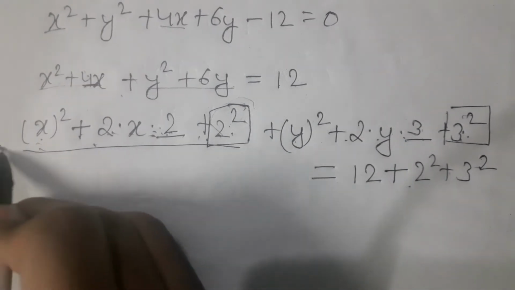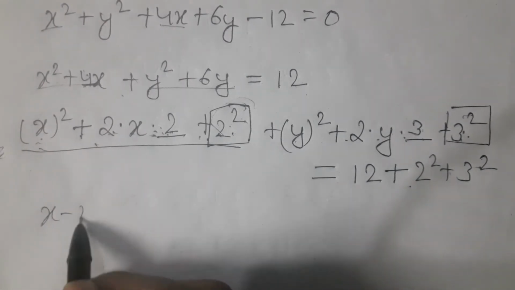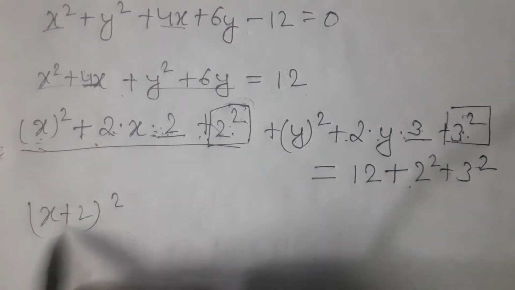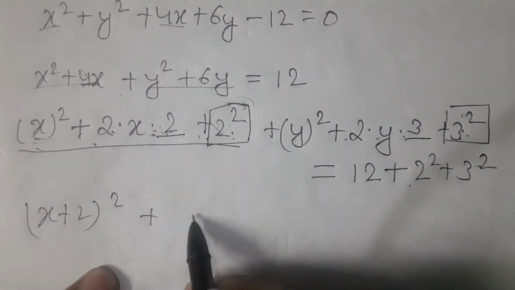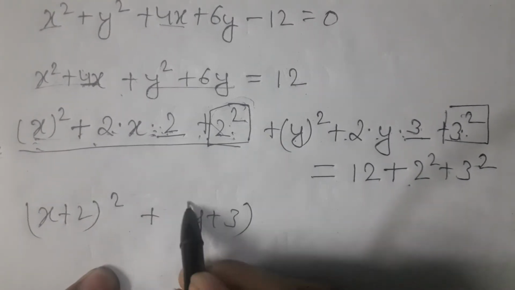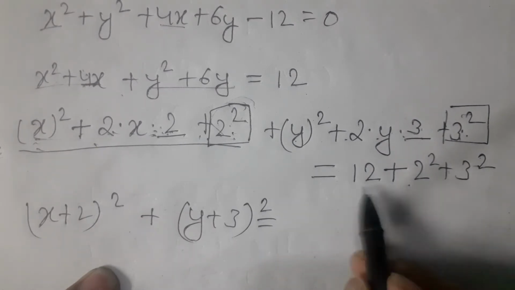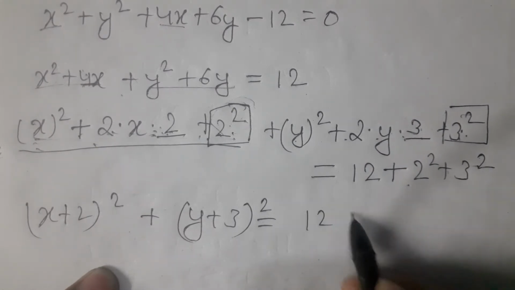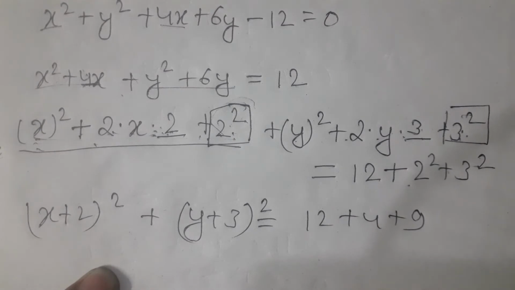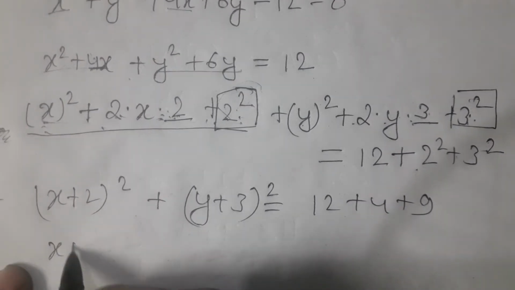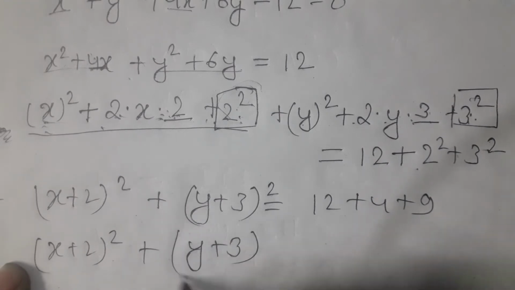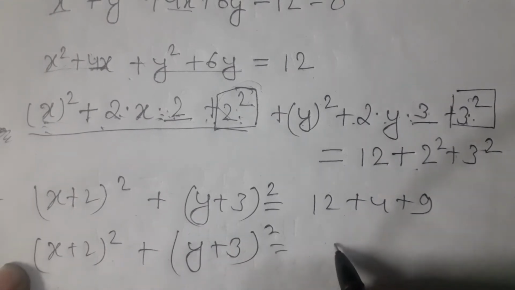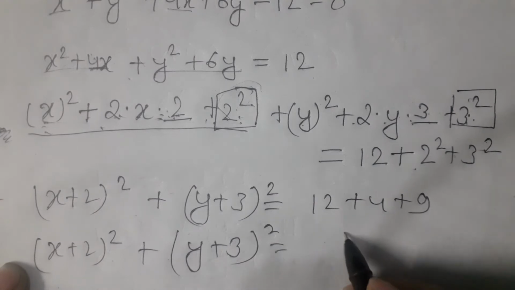After that, you can see here it is x minus 2 whole square, sorry, this is x plus 2 whole square. We know that, yes, we have converted it into the perfect square. Similarly this is y plus 3 whole square. And now what will happen with this number? This is 12 plus 4 plus 9. So how much is it going to be? x plus 2 whole square plus y plus 3 whole square is equal to 25. This total is 25, so I'm going to write it as 5 square.